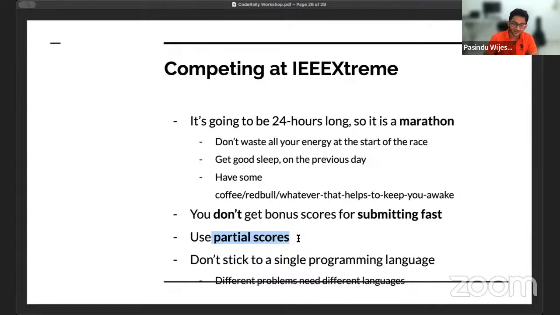Okay, especially during the last portion of the competition, you can move a couple of places up or down by collecting these partial scores, right?